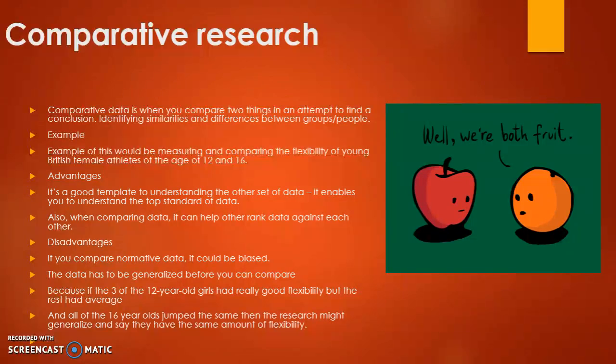The advantages with this study is it's a good template to understanding the other set of data, and it enables you to understand the top standard of data. Also, when comparing data, it can help other rank data against each other. The disadvantages with this is if you compare the normative data, it could be biased. Also, the data has to be generalizable before you can compare, which is very time consuming usually.